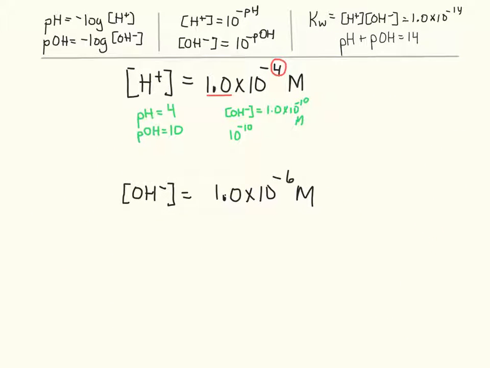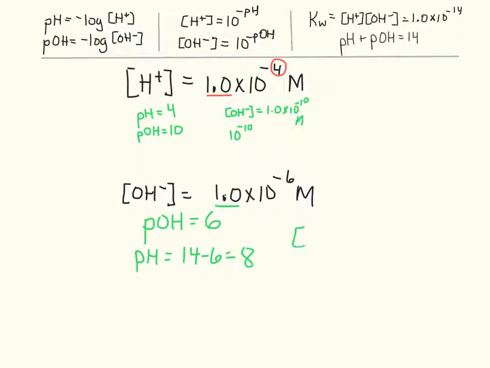We could do the same math given a hydroxide concentration of 1 times 10 to the negative 6th molar. You try to fill in the other missing pieces, the pOH, pH, and H plus concentration. In this case, I would tend to do the pOH first, because that's going to come straight from the hydroxide ion concentration. Again, I gave you 1.0 times 10 to the negative 6th, so the pOH is 6, and that makes the pH 14 minus 6, which is 8.